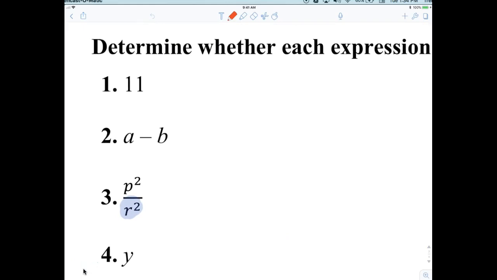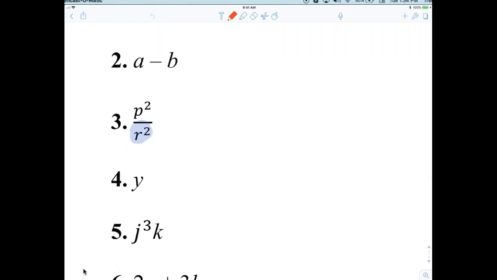Number 2 is called a binomial because it has what? 2 terms. What separates terms? Addition and subtraction. Number 3 is nothing. It's not considered a polynomial or a monomial or a binomial because we have a variable in the denominator. Is everybody okay with that?